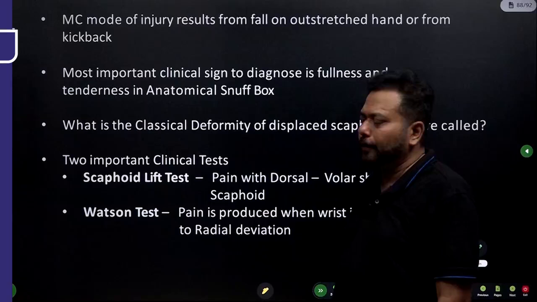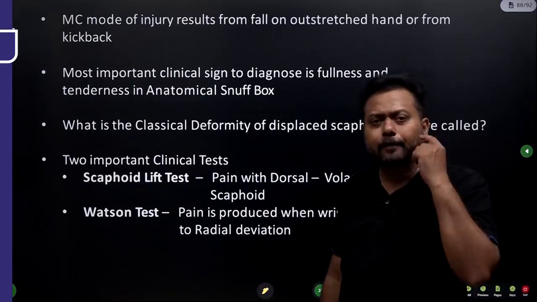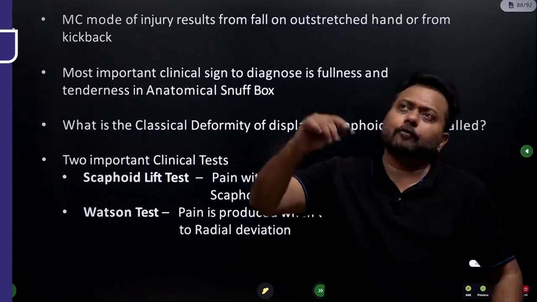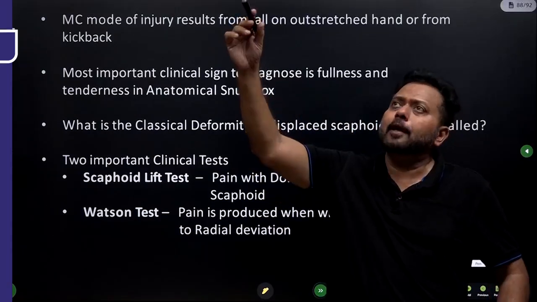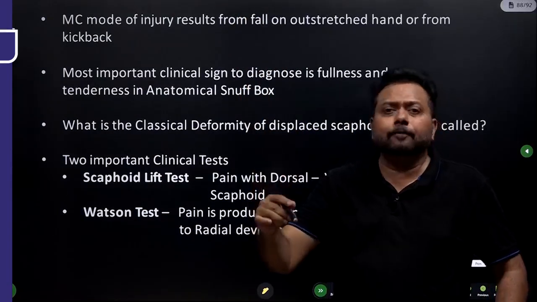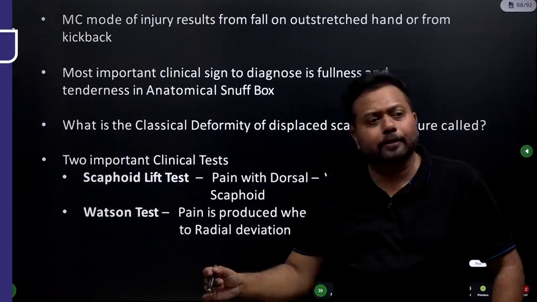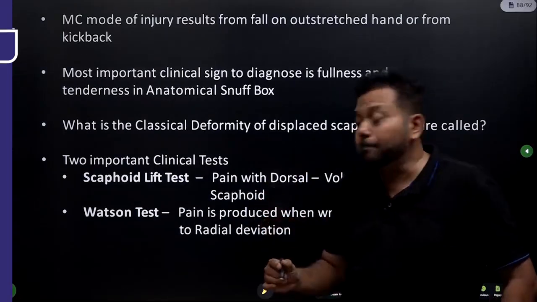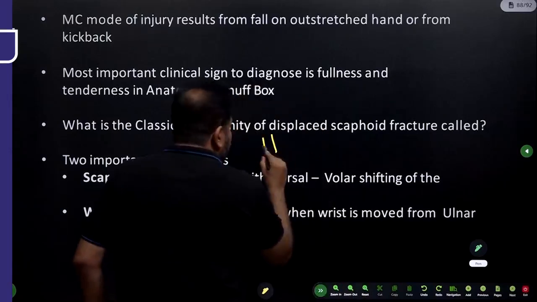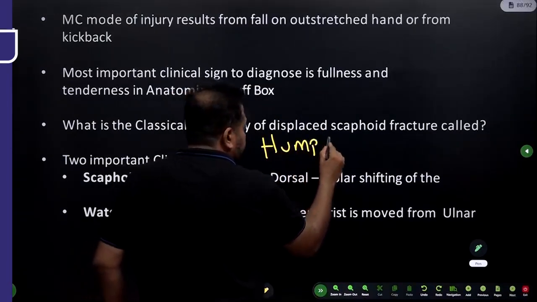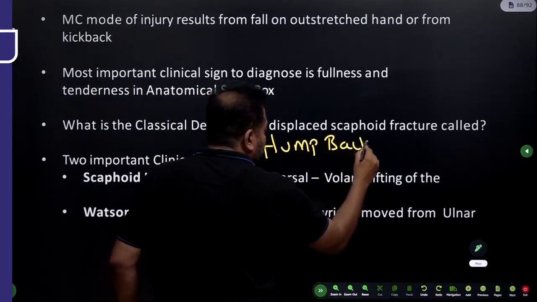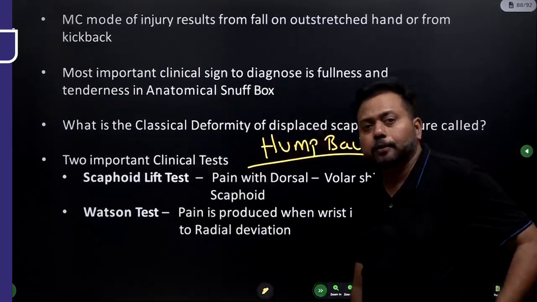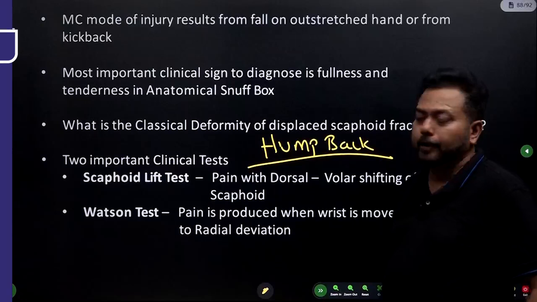The classical deformity of scaphoid fracture has so far been unasked in any of the Indian entrances, because the classical deformity of Colles fracture is dinner-fork deformity, and the classical deformity of Smith fracture is garden-spade deformity. Everyone knows that. The classical deformity of a displaced scaphoid fracture is called humpback deformity. That is the classical deformity of scaphoid fracture.